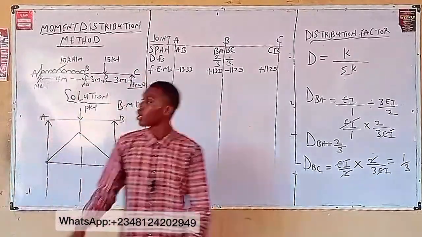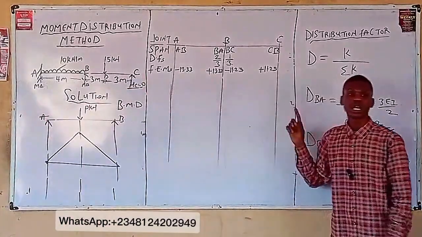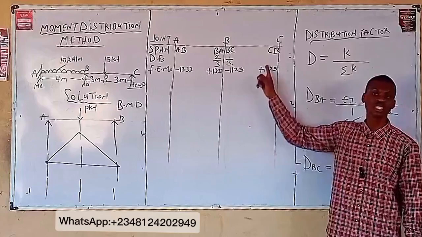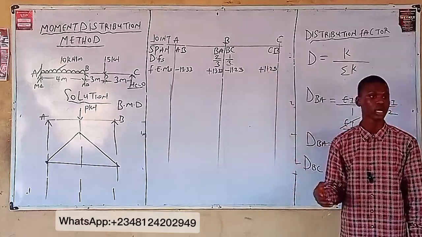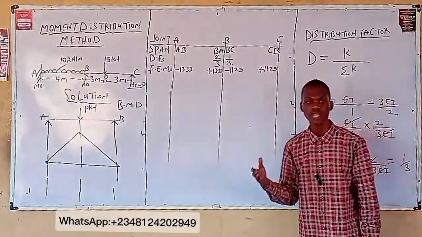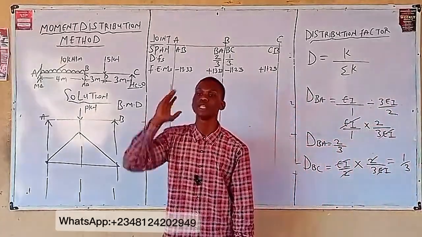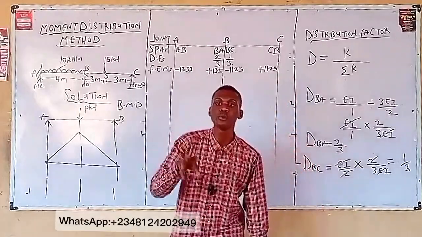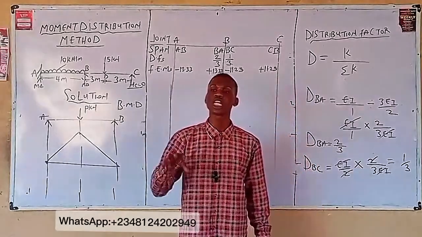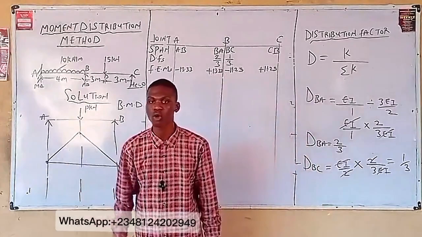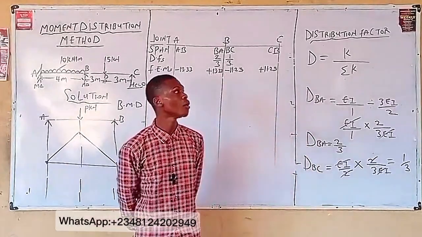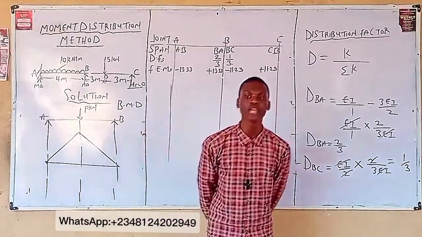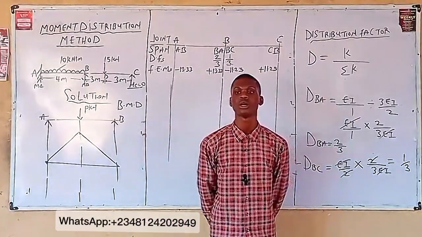Now, under the moment distribution method, since you already know that at this point, bending moment value will be 0, you are going to release. What's the idea behind release? You are using the opposite sign of the moment. Now, go back to where you are going to have your bending moment equals 0. At what joint are you going to have your bending moment equals 0?